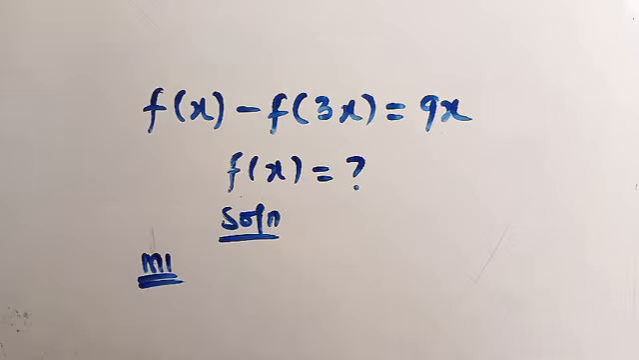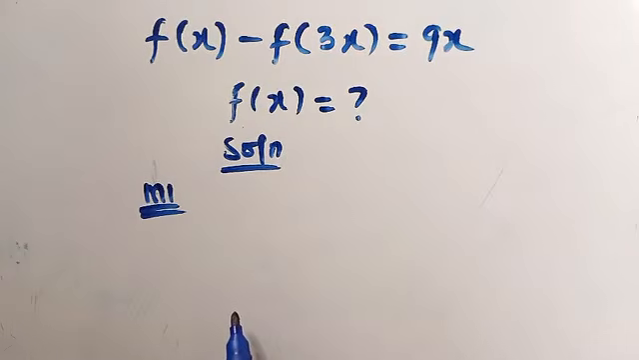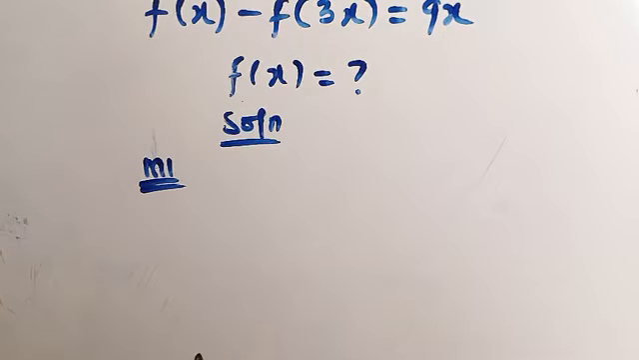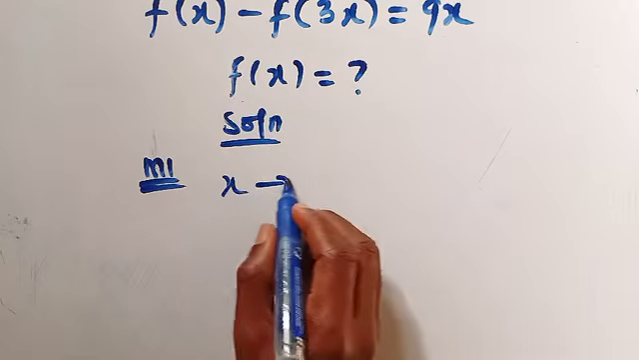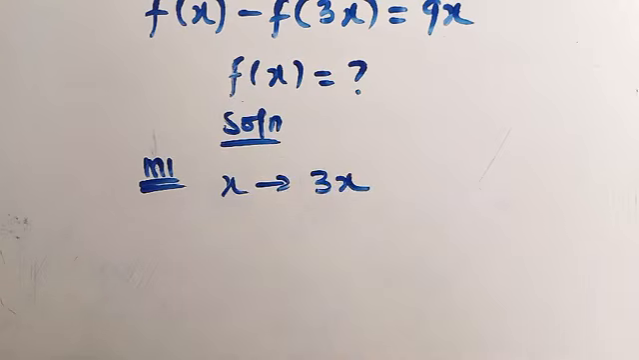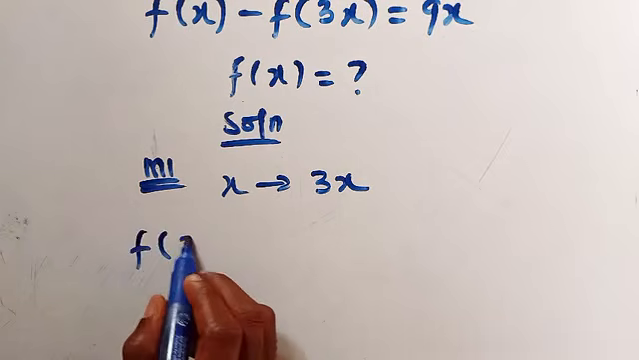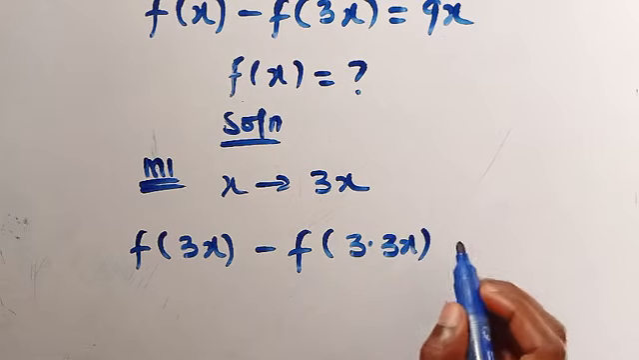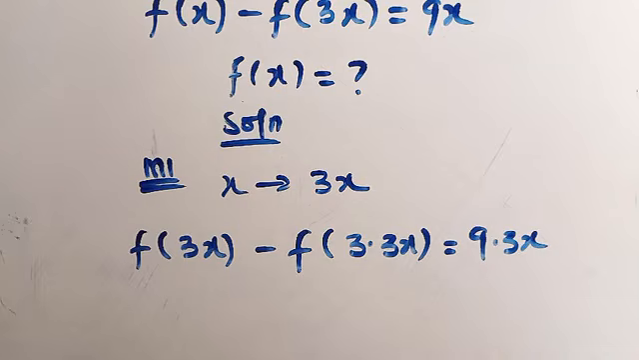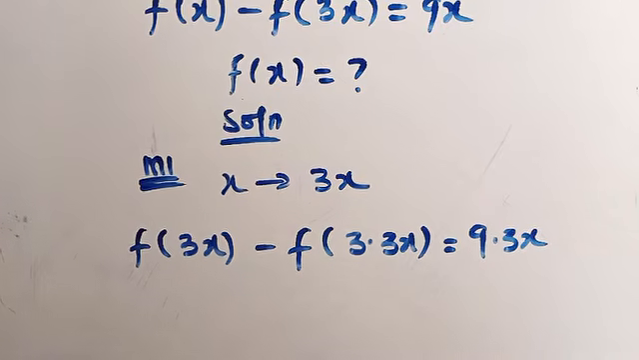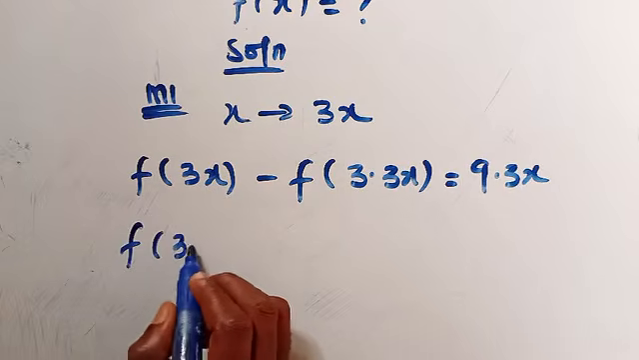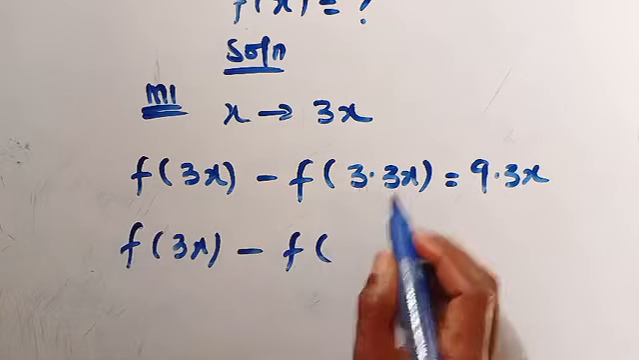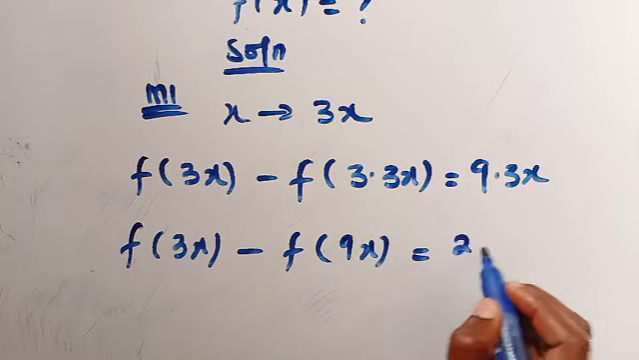Method 1. Let's try and look for a particular pattern. Suppose I replace every single x here with 3x. Then we are going to have f of 3x minus f of 3 multiplied by 3x equals 9 multiplied by 3x. We only replace x with 3x. So this gives us f of 3x minus f of 3 times 3x, that is f of 9x, equals 27x.